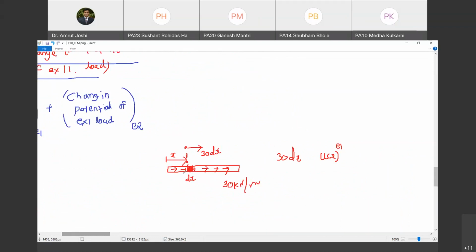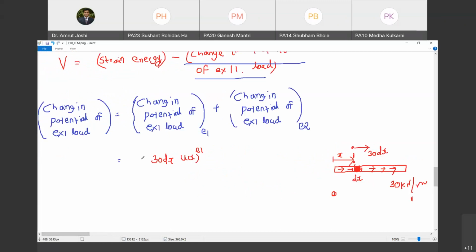How many such dx's are there? Infinite, starting from x equal to 0 to x equal to 1, because the first element starts at x equal to 0 and ends at x equal to 1. So I need to integrate this from x equal to 0 to x equal to L. That integration is going to give me the change of potential of external load within element number 1. Do you agree with me? Type your response in chat box. I am waiting for the response.